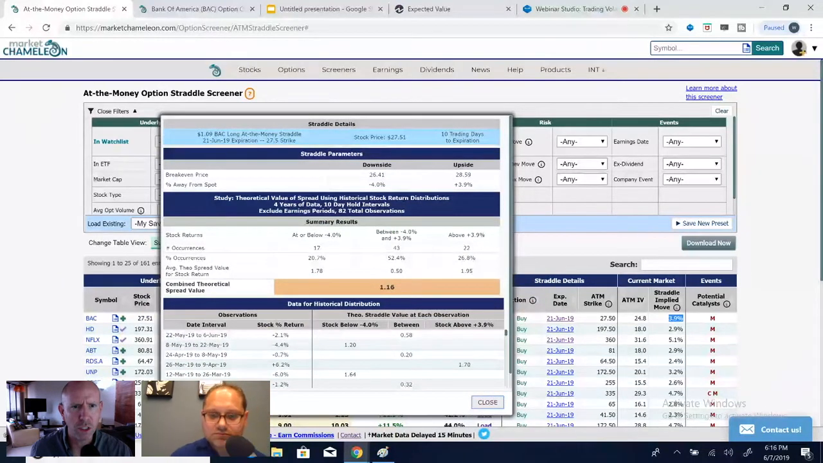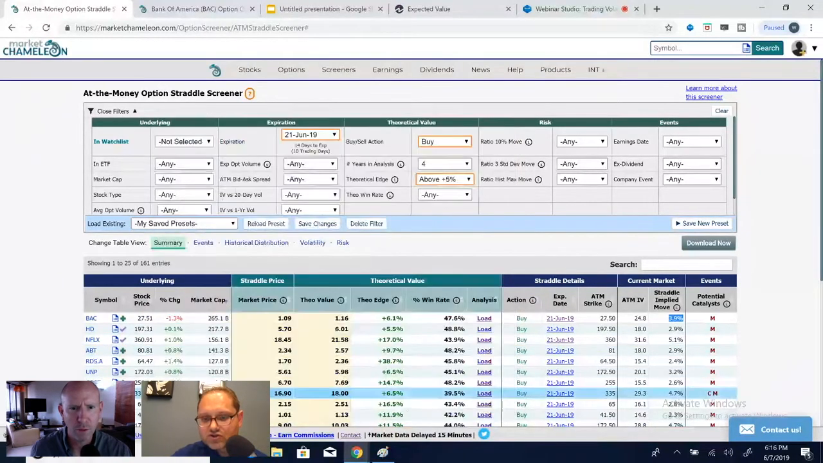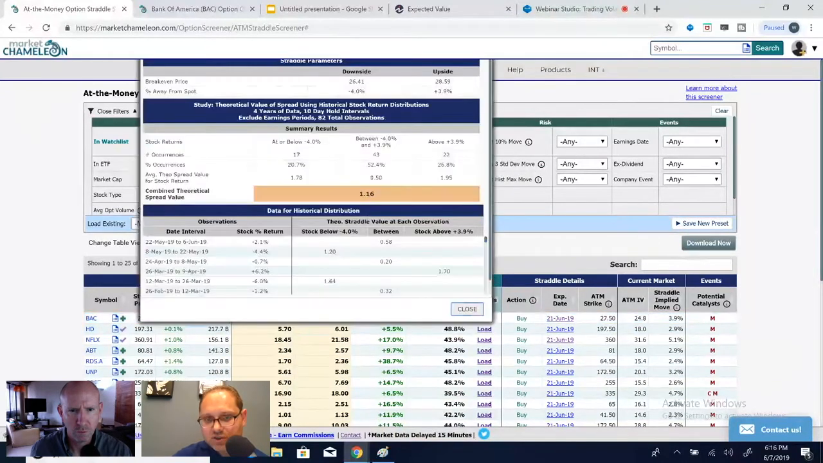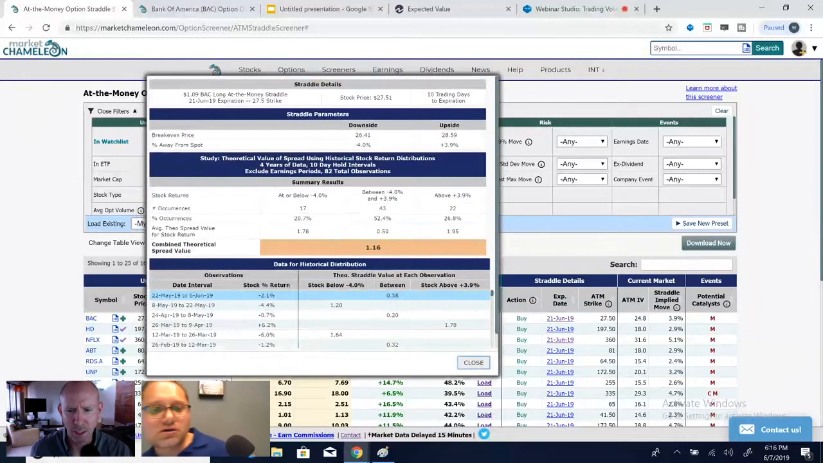Where did you click to bring up that window? Yeah, I clicked on the load analysis. These are actual analysis outputs on this option straddle. When I hit the load analysis, it tells you how we got the theoretical value. You guys see that there? It says load there, and that's a link.